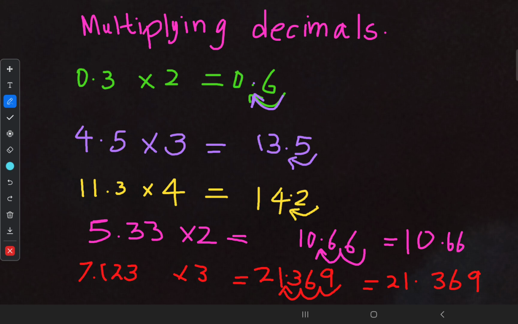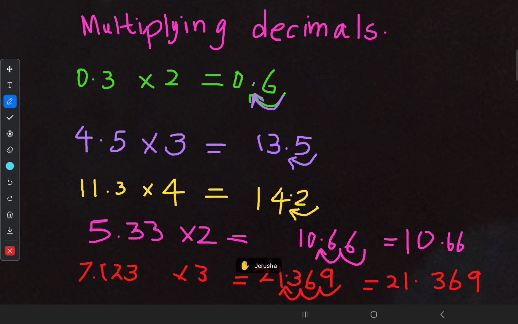Similarly, here also 4.5 multiplied with 3. 45 multiplied with 3, 135. Here you can see only one digit after the decimal point. So in this case also, from its last, you have to move your decimal one digit. Similarly, here also 113 multiplied with 4, 452 from its last. We just moved our decimal one digit because only one digit after the decimal point.